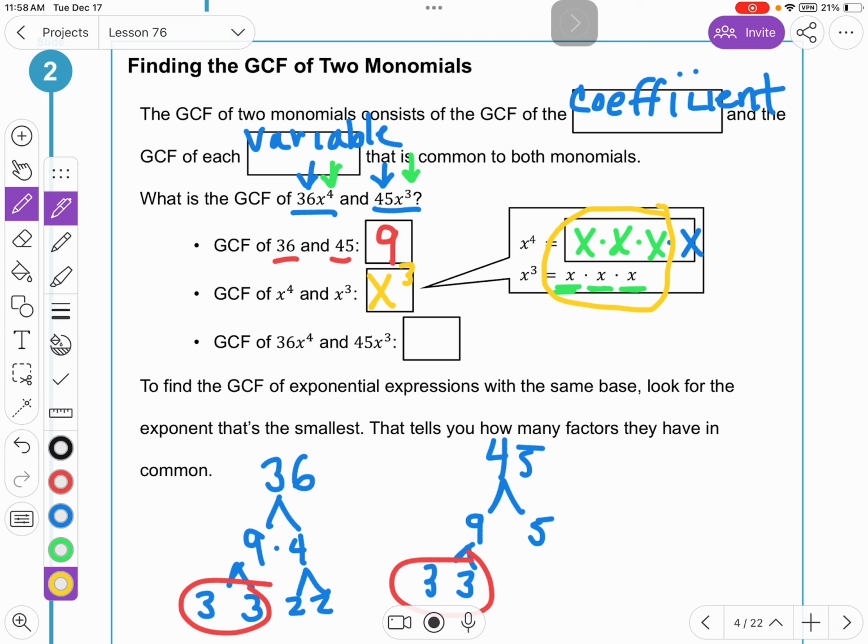So now when we're looking at the GCF, the greatest common factor for both, for these monomials, it's 9 times x to the third. In other words, 9x to the third. That's the greatest common factor.